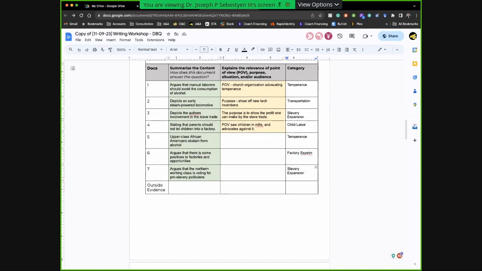For outside evidence, I would talk about the invention of canals and turnpikes that also helped with transportation. Do you remember what that was called? The specific canal, Erie Canal, and then Cumberland Road.